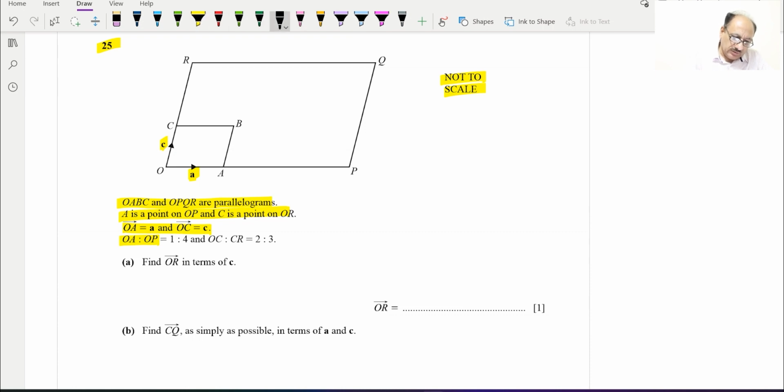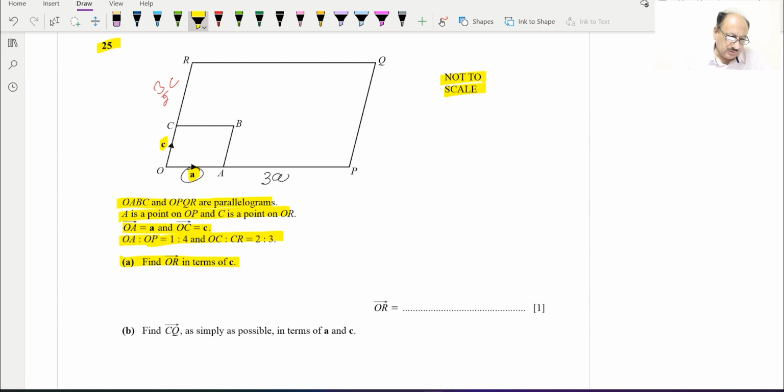So 1:4 means what? If OA is A, then this will be 3A, because the complete length from here till here is 4A. So 4 parts. So one part is OA, so 3 parts will be AP, and similarly OC and CR. OC and CR is 2:3. So this will be 3/2 of C, and then we need to find what? Find OR in terms of C.